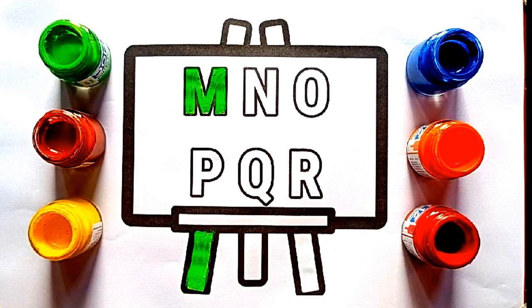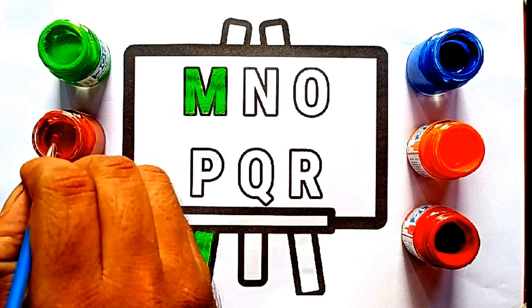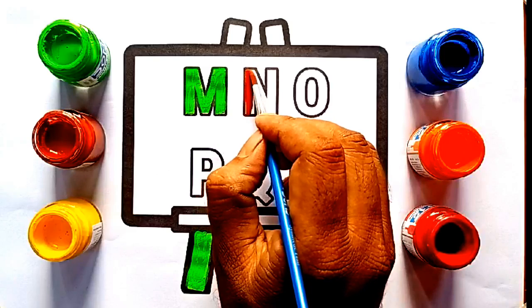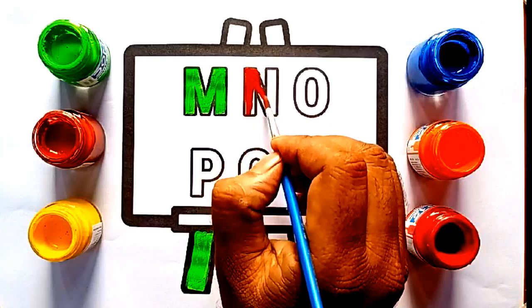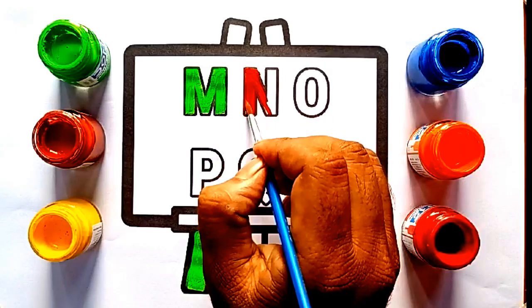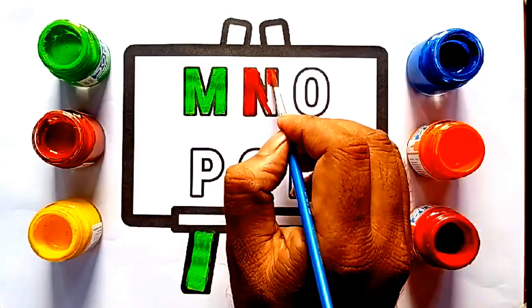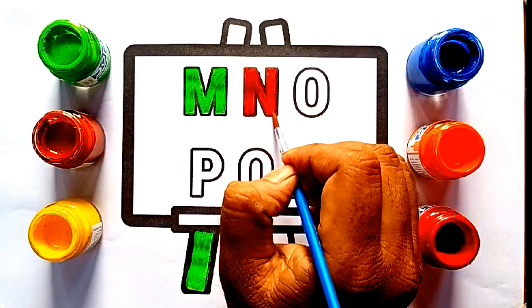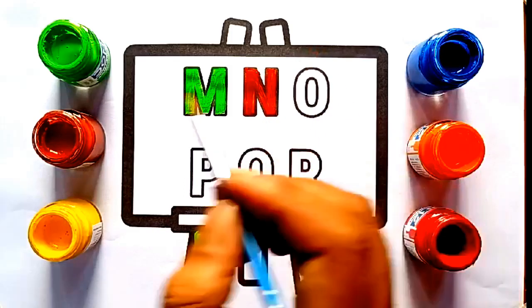A B C D E F G H I J K L M N O P Q R S T U V W X Y and Z. N for nose. Now I know my ABCs. Next time, won't you sing with me?